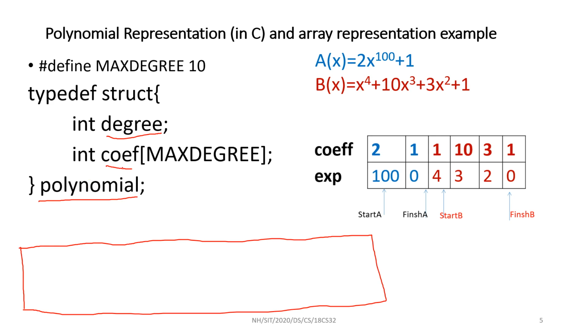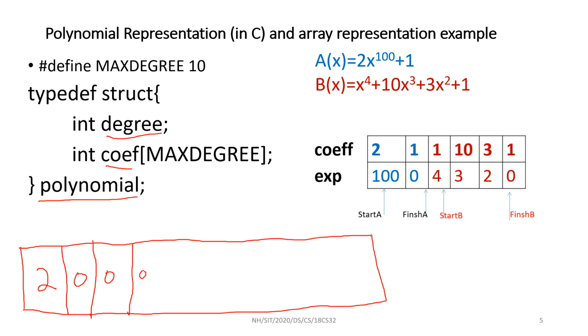Then the coefficients of all the terms. The coefficient of the highest, that is 100, is 2. Coefficient of 100 is 2. Next, the coefficient of 99 is 0. Coefficient of 98, 0. 97, 0. The problem is that we are actually wasting memory. This is the worst case example.